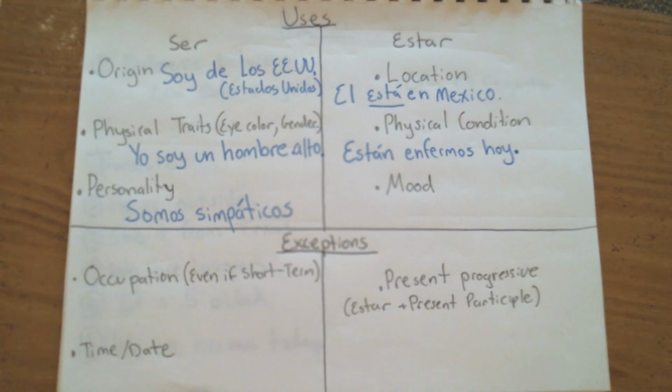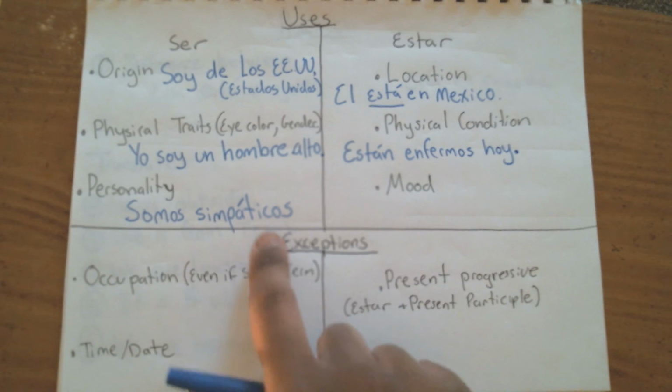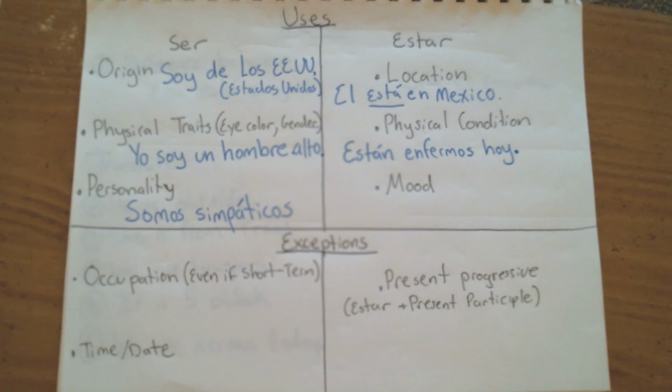So what you're saying here is we are friendly. Now, you're not saying we are being friendly right now. What you're saying is that our personalities are friendly. You're literally saying we are friendly people. Okay? So when you use ser to describe a trait of personality or a trait of character, what you're saying is that this applies to the person in general.